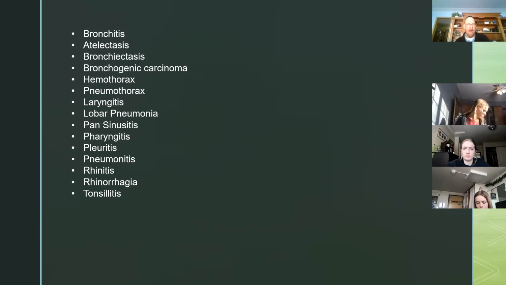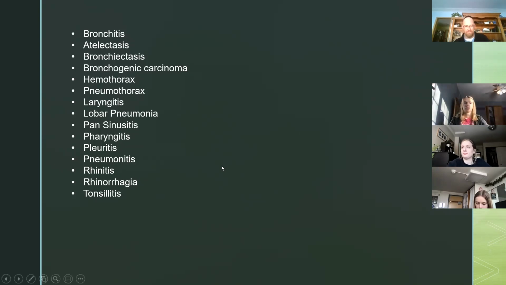We talked about pneumothorax, laryngitis, lobar pneumonia. This is pneumonia that is confined to only one lobe of the lung. Pansinusitis, which is what I have today. Pharyngitis, essentially sore throat. Pleuritis, inflammation of the pleura. Pneumonitis, inflammation of the lungs. Rhinitis, need I say more? Rhinorrhagia, okay? All right, and tonsillitis.